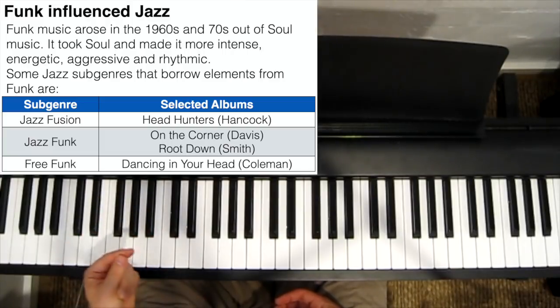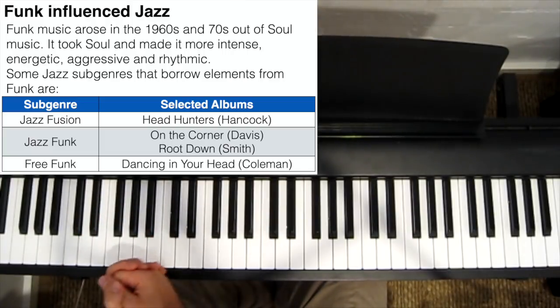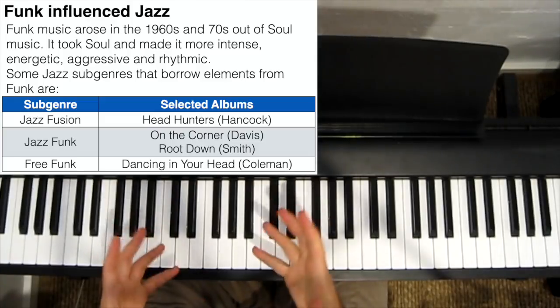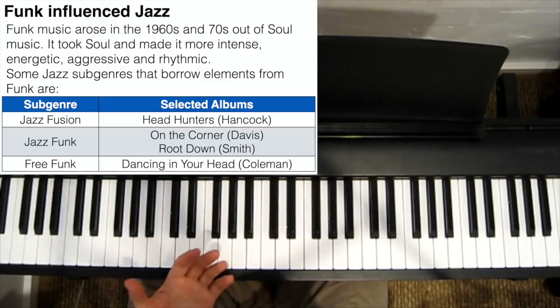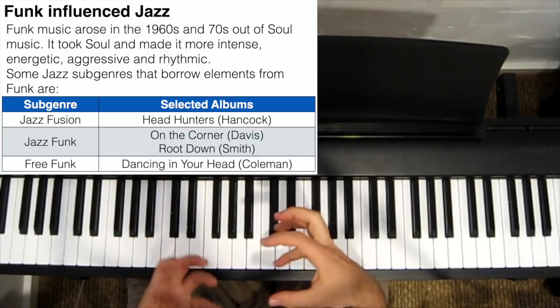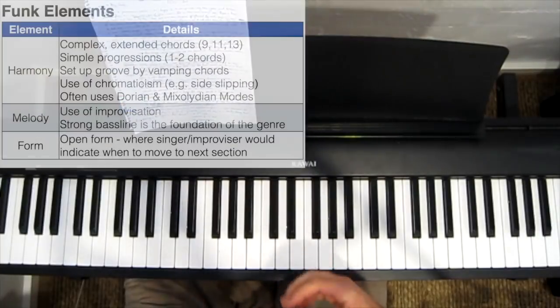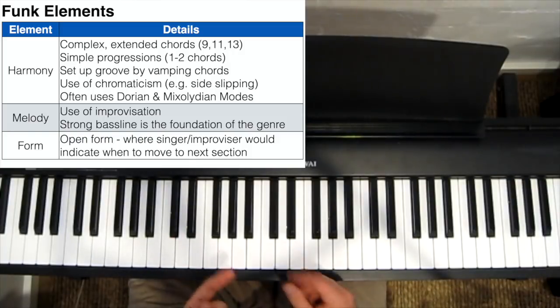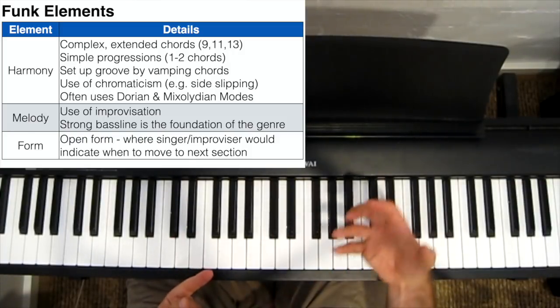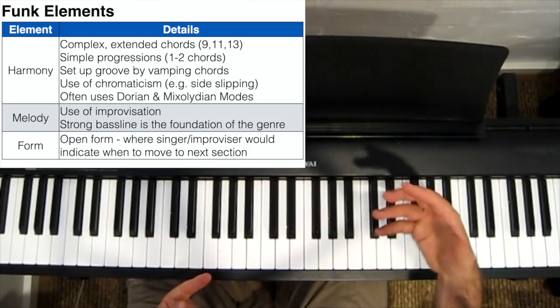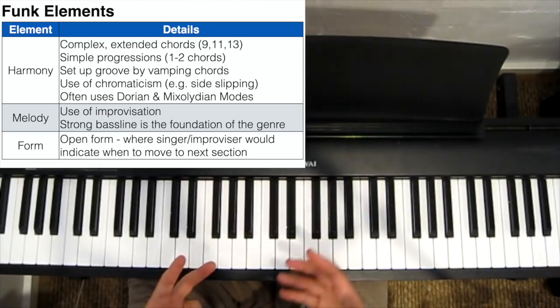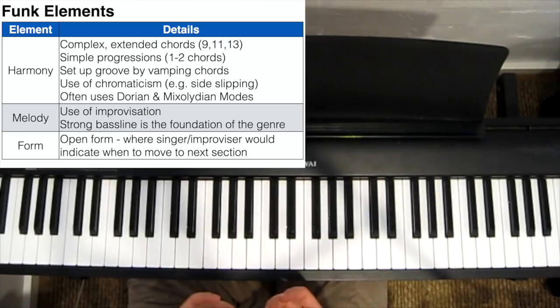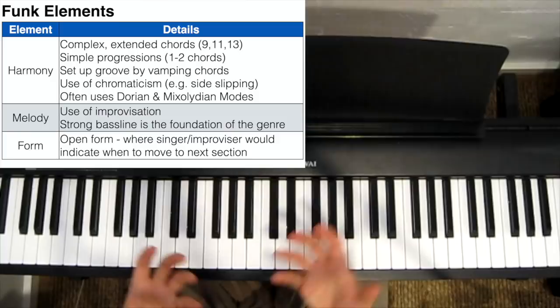Funk arose in the 1960s and 70s out of soul music. Specifically, it took soul music and made it more intense, energetic, aggressive, and rhythmic. Now, harmonically, funk is quite similar to jazz. It uses complex extended chords, so you'll see a lot of ninths, 11ths, and 13ths, but it often used quite simple chord progressions, often sitting on a one or two note vamp for an entire song.